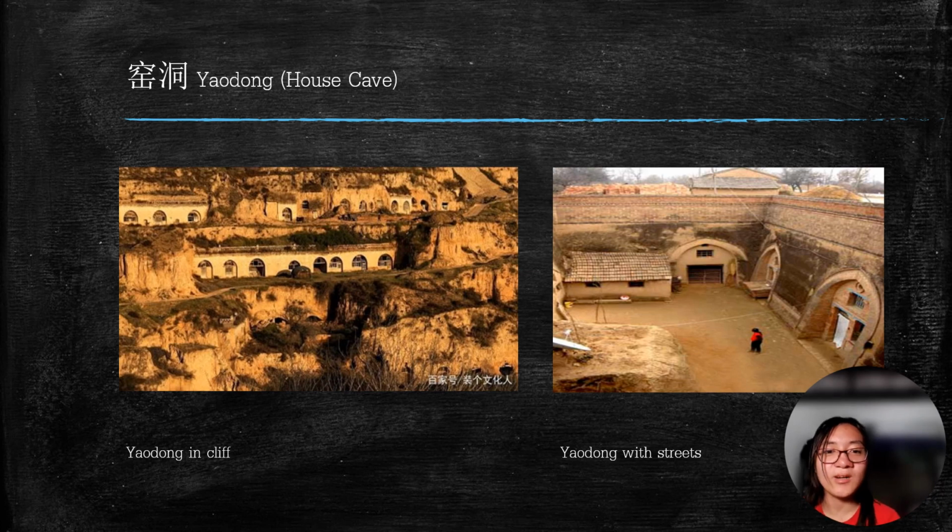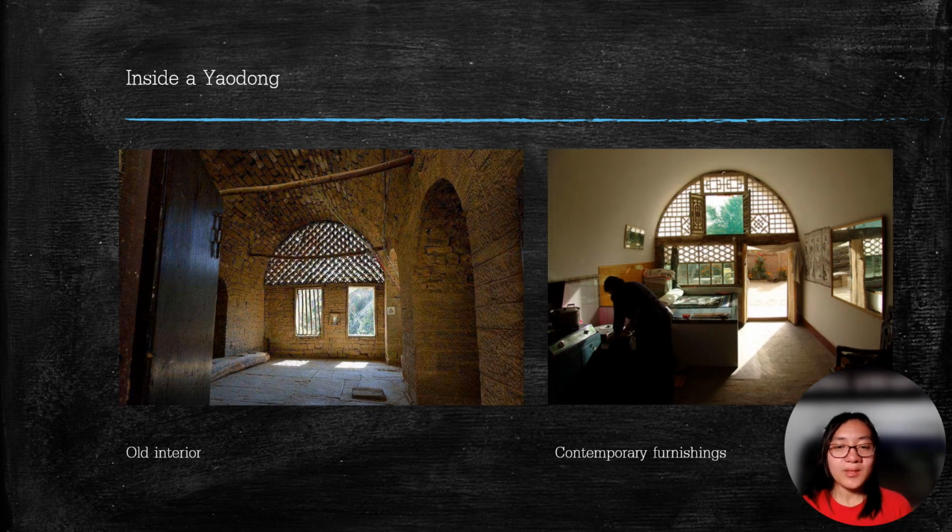Next up is the Yaodong. This is a house built into the earth. These were man-made caves built into cliffs at first, then built into a more traversable network with streets to connect them. This is what the interior of a yaodong looks like. It is quite insulated, so the design includes a large opening in the front to keep the space bright.